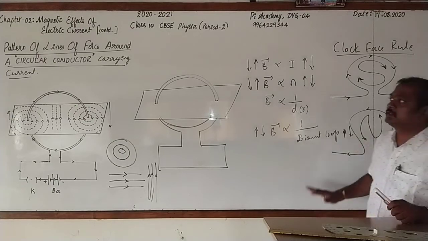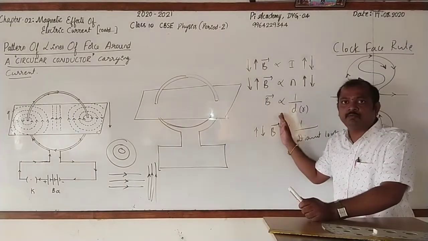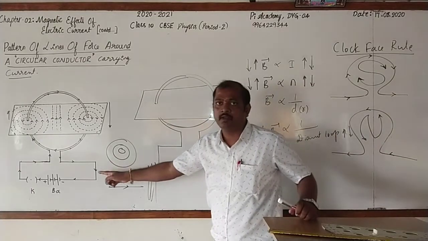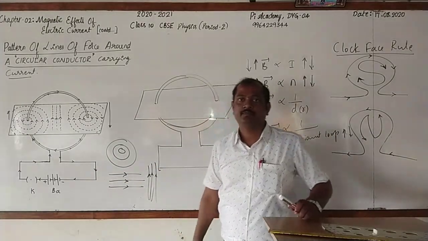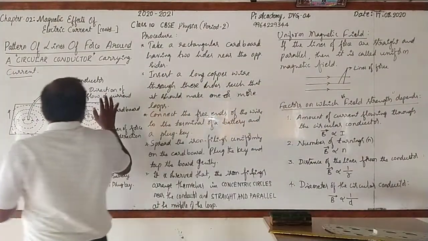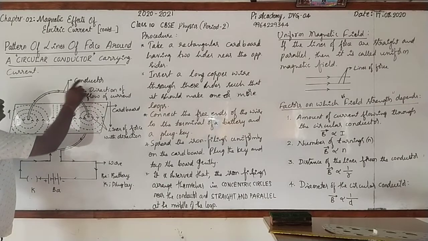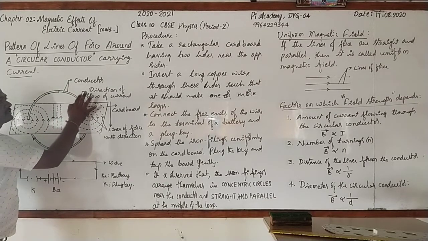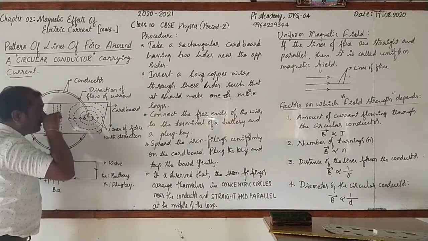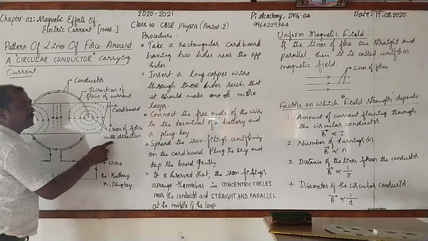Clear? Yes. Dear students, now I am going to write the procedure, then the factors on which it depends, then the clock face rule. First, you go for drawing this figure and try to label it yourself. Hope that you have drawn it, and even I had asked you to label the parts. You just check that. This is the conductor, nothing but wire, and this is the direction of flow of current. Whereas these arrow marks indicate the direction of lines of force, and also these are lines of force.